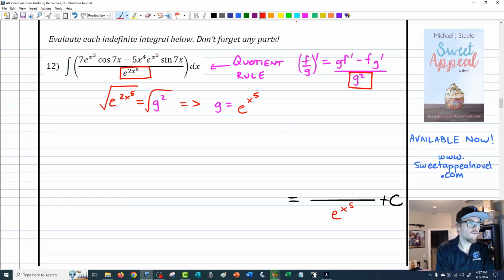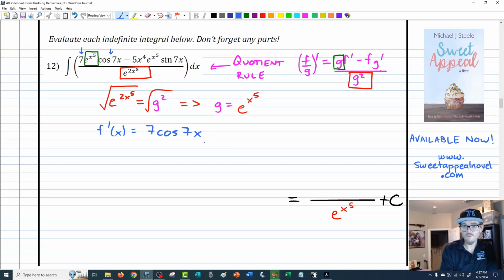Because also helpful is that since we've just gotten g taken care of, we actually can now isolate some stuff here. So if g was e to the x to the 5th, then everything else we see up there is going to end up being f prime. So effectively, we have f prime right there. You could say f prime of x is equal to 7 cosine of 7x.